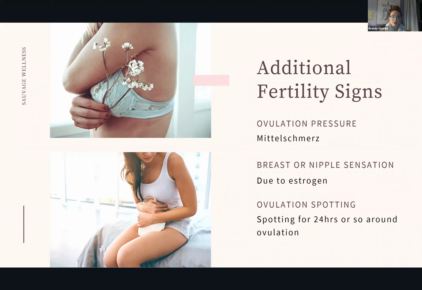It is, however, more normalized and common to see with ovulation. And that's due to the sharp spike and then a rapid decline of estrogen. It's a response, a withdrawal bleed that can happen for a short period of time.